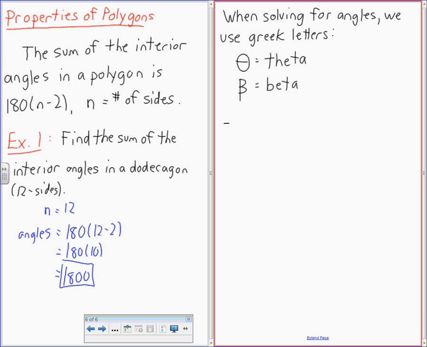And I call this one omega. I hope that's actually what it is. But I call that one omega. So those will be when we're solving for an angle. That's what we'll be using for the three angles. When you see one of those, it means you're looking for an angle. If you see A, B, or C, you're looking for a side length. So here we go. Example 2 is going to say solve for theta.